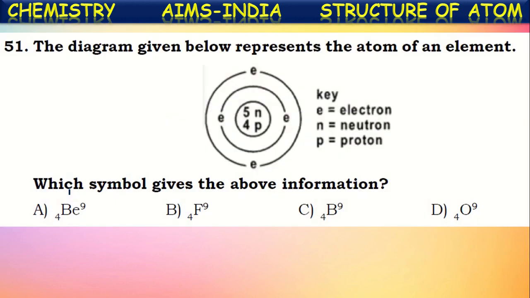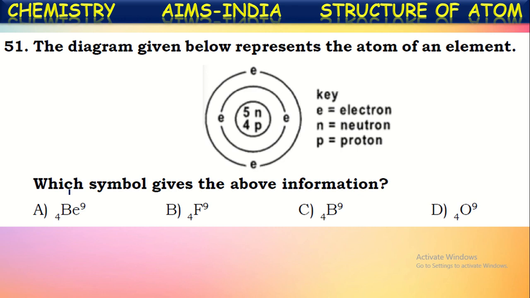Next, the diagram given below represents the atom of an element. Now, which symbol gives the above information? Observe once the fundamental particles mentioned in that atom. How many electrons are there? 4 electrons are there. And number of protons? 4. So it is a neutral atom with atomic number 4.